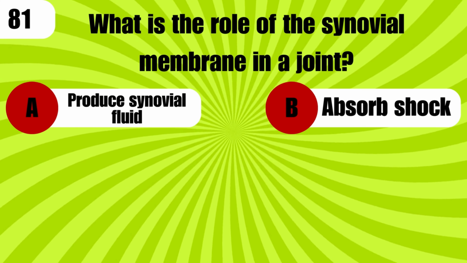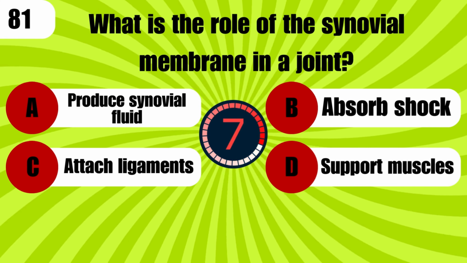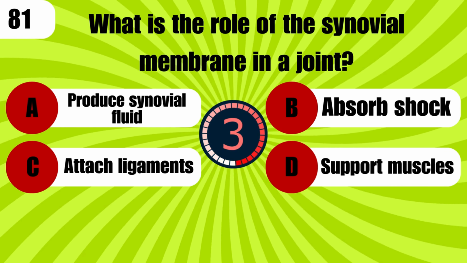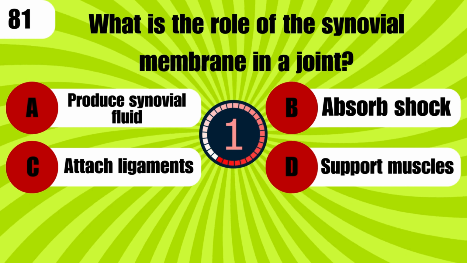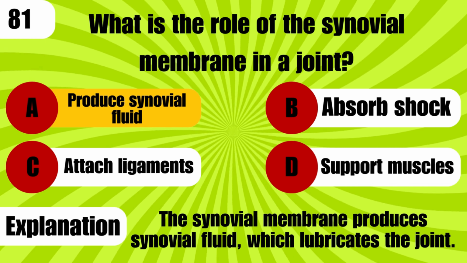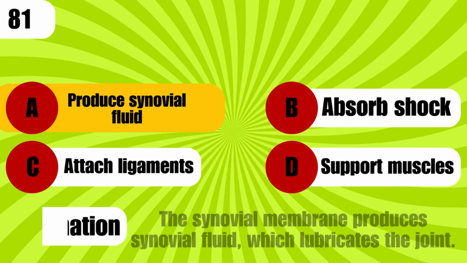What is the role of the synovial membrane in a joint? Option A, produce synovial fluid, absorb shock, attach ligament, support muscle. The right answer is produce synovial fluid. The synovial membrane produces synovial fluid, which lubricates the joint.